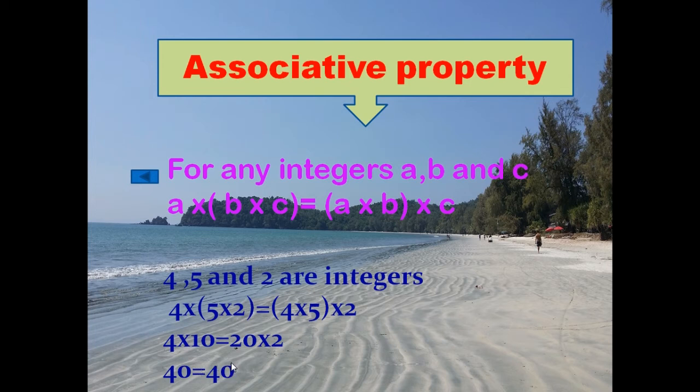Both sides we got the same answer, which means (a into b) into c is equal to a into (b into c). It is true for every integer. So the associative property is true under multiplication also. Already we have seen it under addition, and now this is under multiplication.